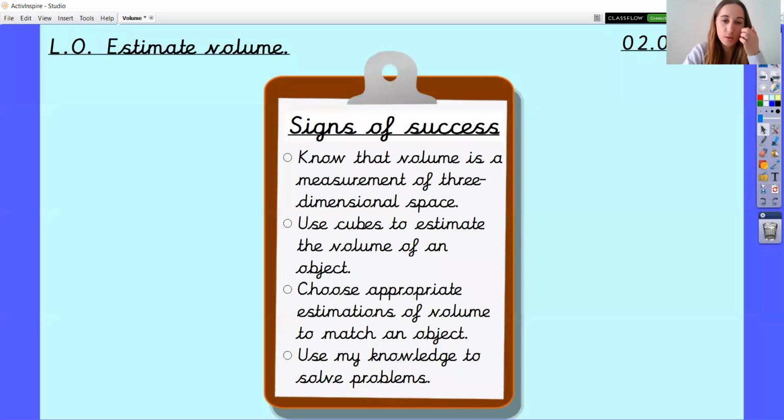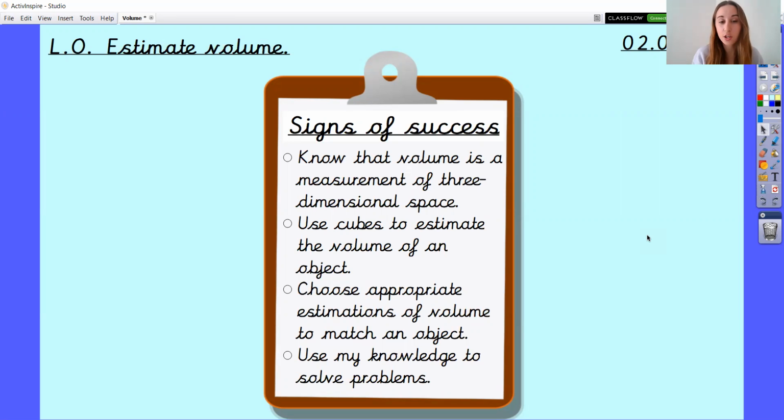Right, so if you're ready to move on, our learning objective today is to estimate volume. So if you can write your learning objective and today's date in your maths book, that would be fantastic. And I'll just go through the signs of success with you while you do that. So we need to know that volume is a measurement of three-dimensional space. Hopefully you've got an idea of that now after our lessons last week.